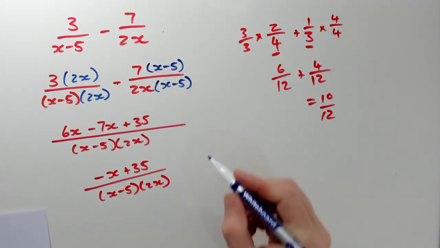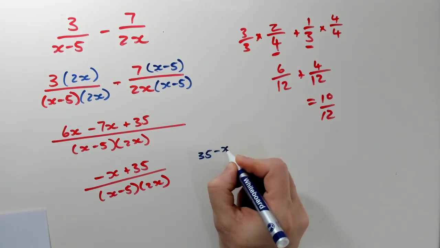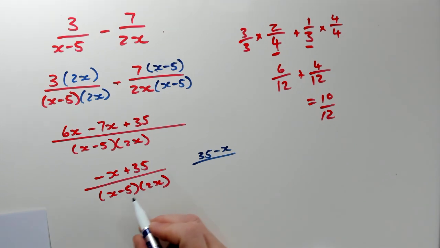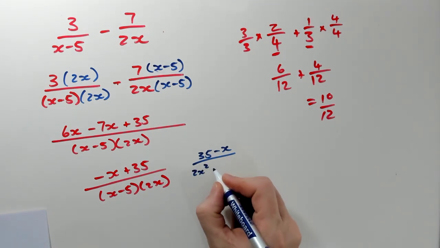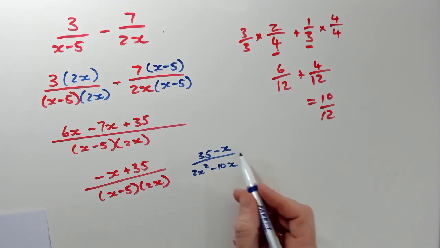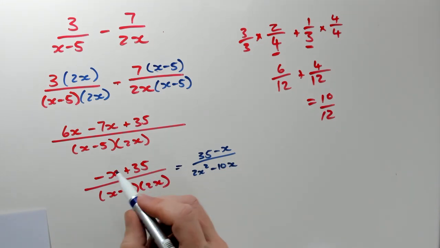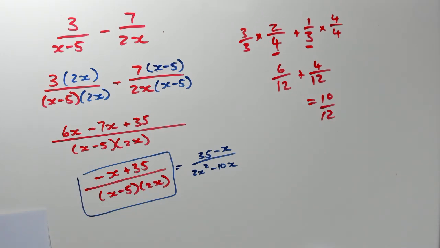Different versions of the answer can just be switching them around, like 35 minus x all over, I mean, you can multiply these out even and have 2x squared minus 10x. Let me just check. x times 2x is 2x squared, and then minus 5 times 2x is negative 10x. So these are all the same. It doesn't really matter about the order or anything, but this is where you want to end.